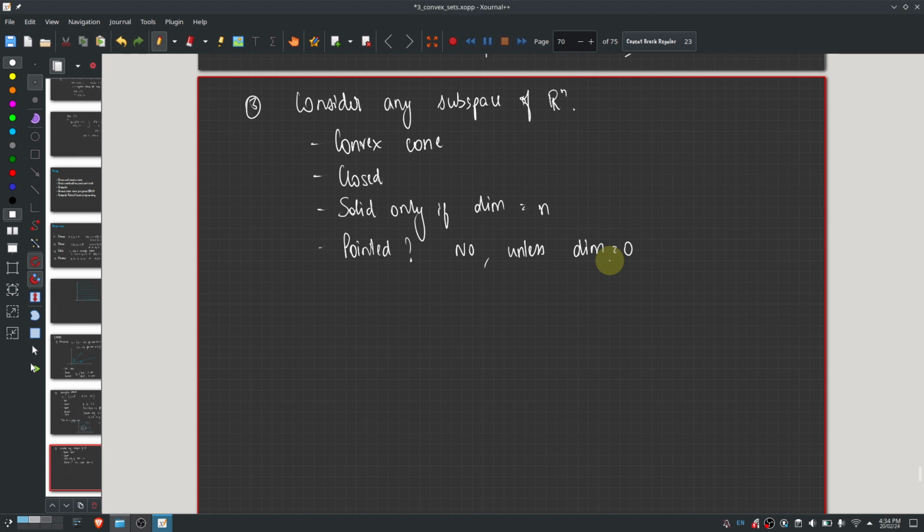So if you had to visualize a cone in R3, let's take the ice cream cone. Just even without proving, just to build some intuition, is this a convex cone? Yes, right? Is it closed? Yes, that is also closed. Is it solid? Intuitively, it is solid, right? In R3, the ice cream cone is in fact solid.